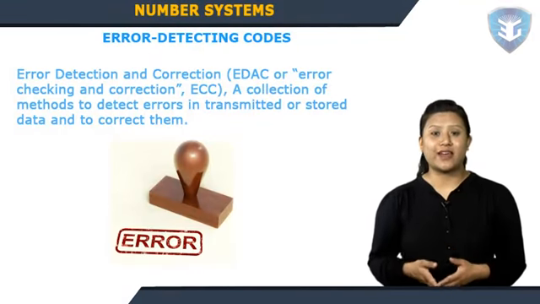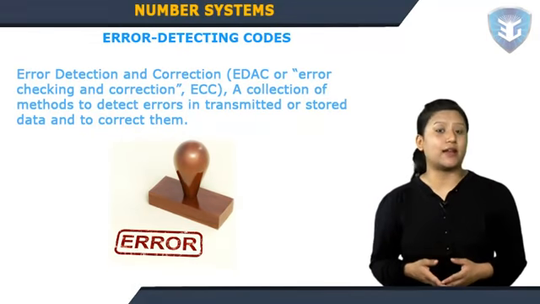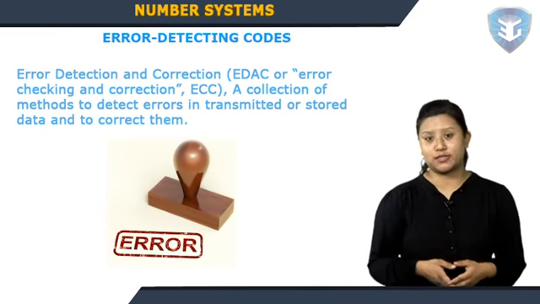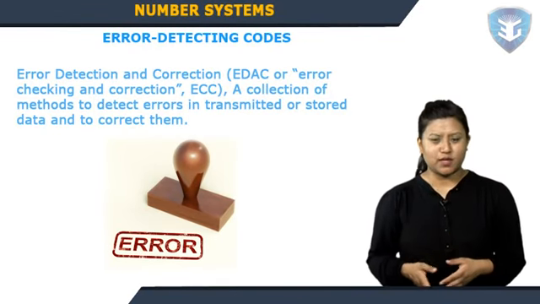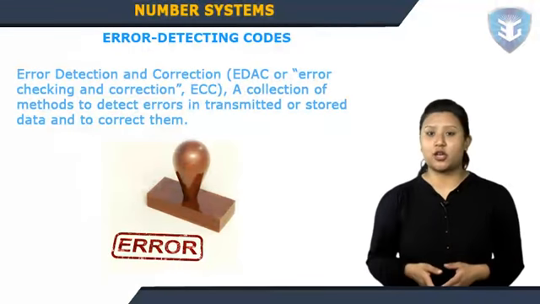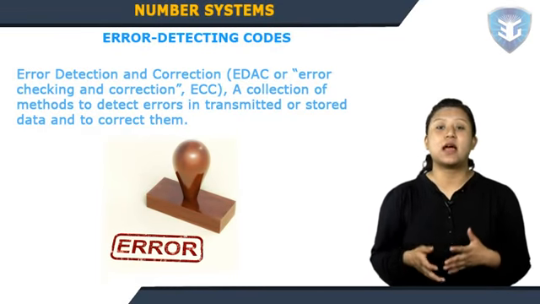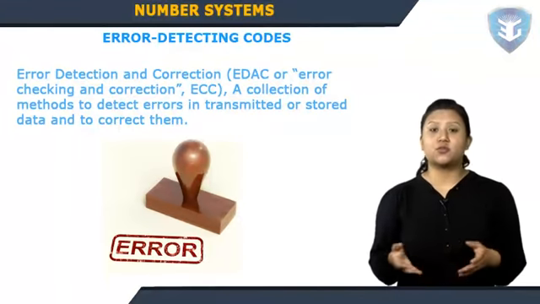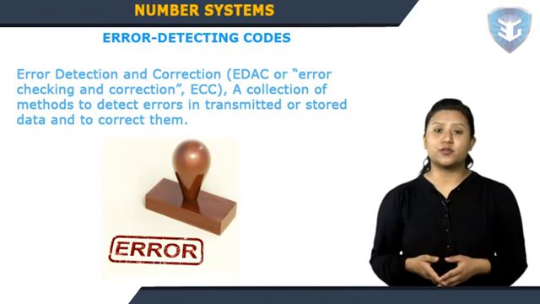Now let us talk about error detecting codes. Error detection and correction, EDAC, or error checking and correction, ECC, is a collection of methods to detect errors in transmitted or stored data and to correct them. This is done in many ways, all of them involving some form of coding. The simplest form of error detection is a single added parity bit or a cyclic redundancy check. Multiple parity bits can not only detect that an error has occurred, but also which bits have been inverted and should therefore be re-inverted to restore the original data. The more extra bits are added, the greater the chance that multiple errors will be detectable and correctable.